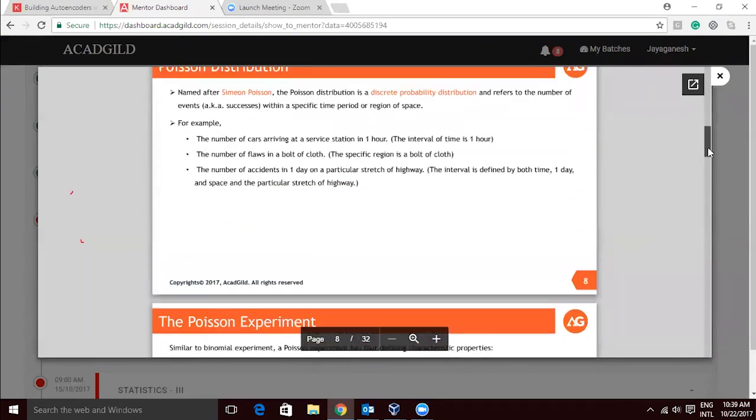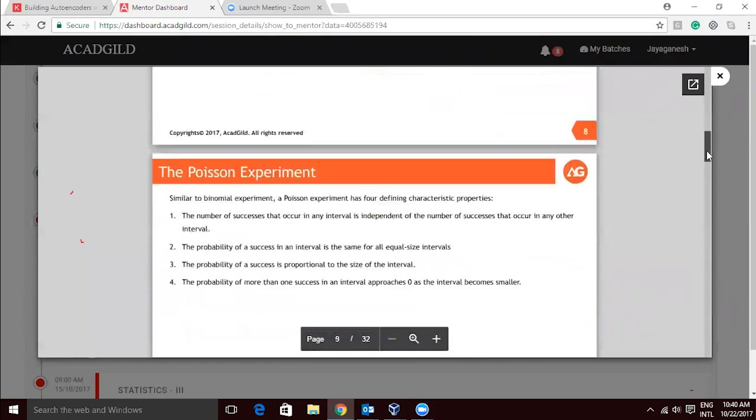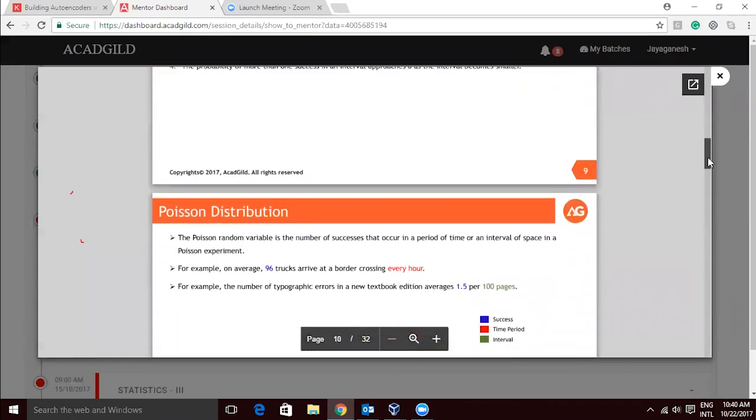Okay, as we discussed, the Poisson distribution is also a family of discrete probability distributions. Some examples: the number of cars arriving at a service station in one hour, the number of flaws in a piece of cloth, the number of accidents in one day on a particular stretch of highway. These are some examples, but we mostly concentrate on the probability density function.